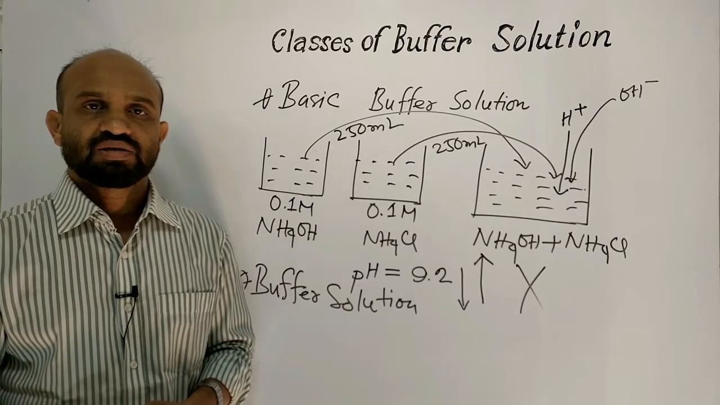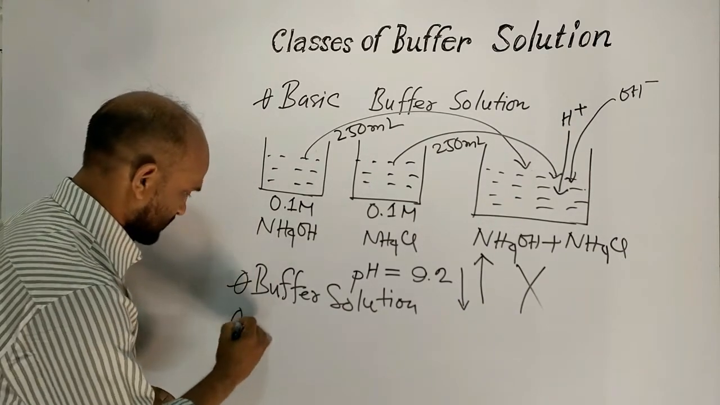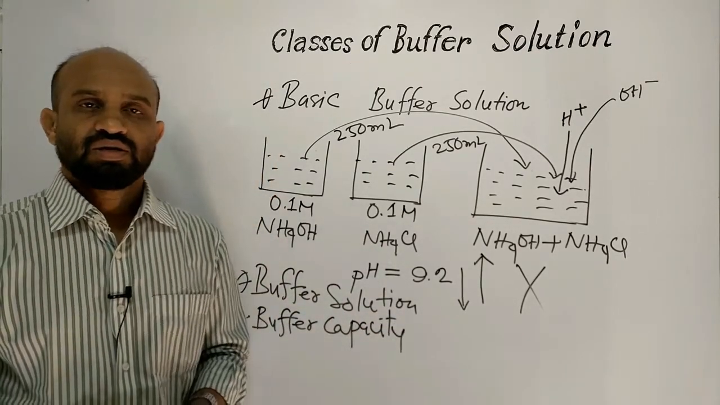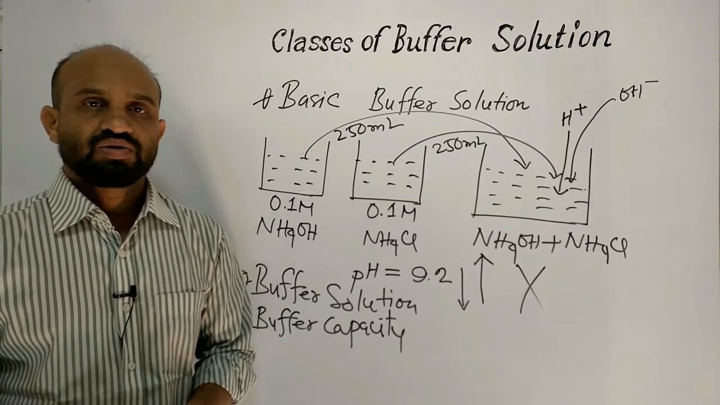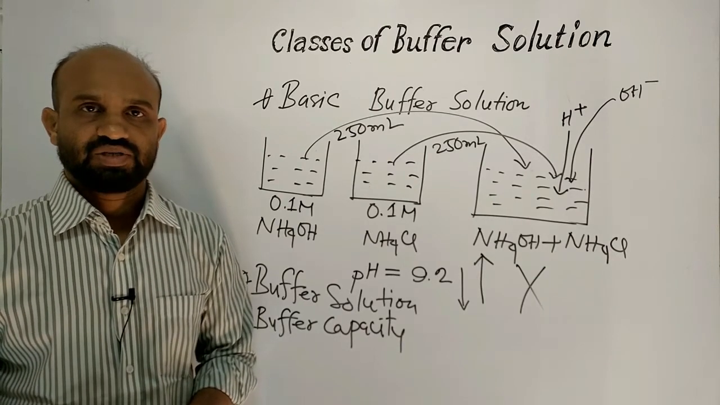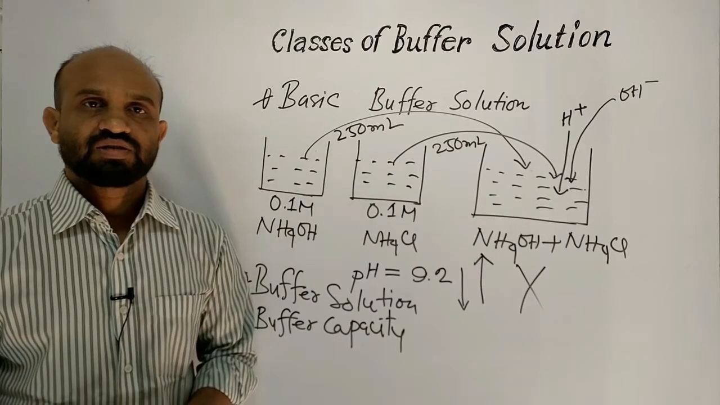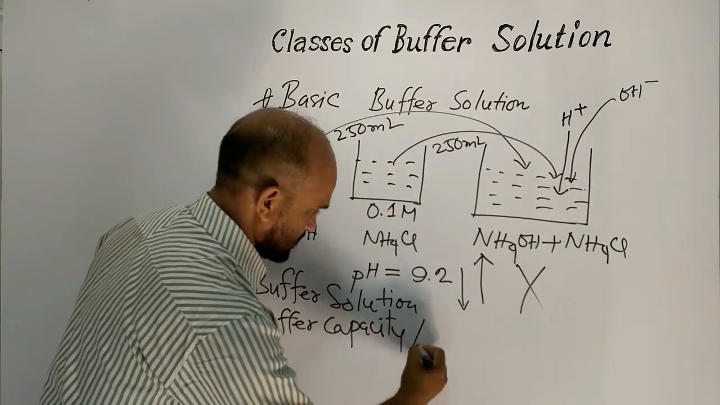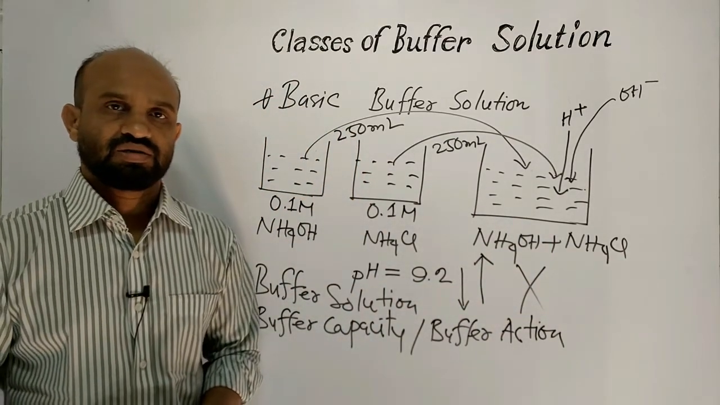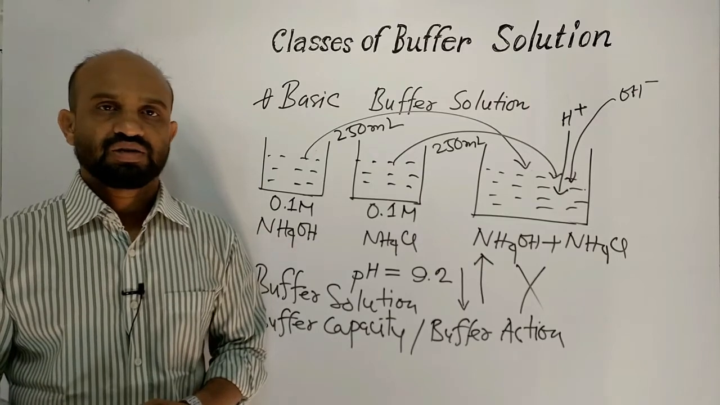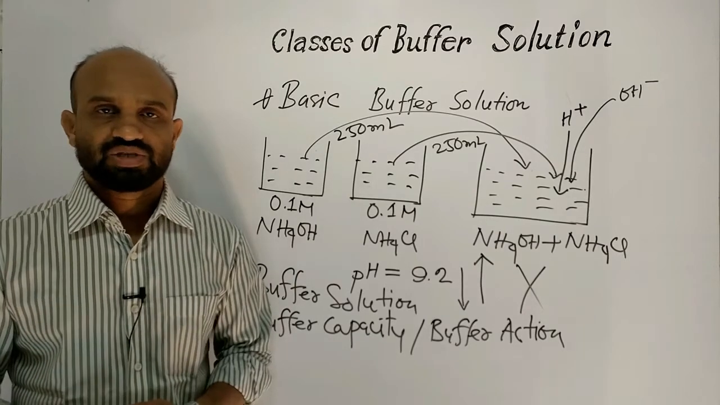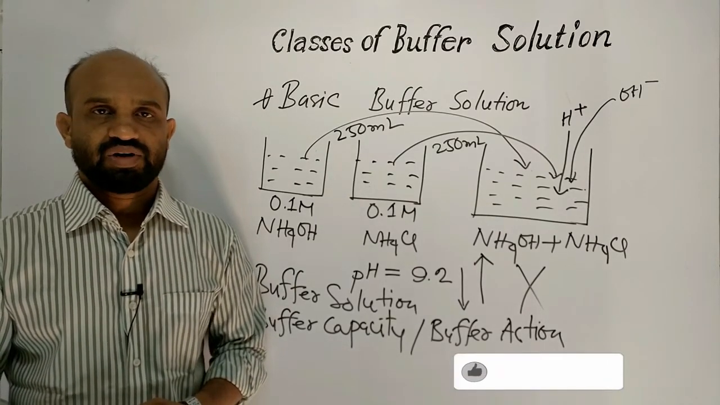Now let's see what is buffer capacity. Buffer capacity is the strength of a buffer solution to prevent the change in the pH value. The last point is buffer action. Buffer action is defined as the mechanism or procedure by which a buffer solution protects its pH value from change. This is called buffer action.